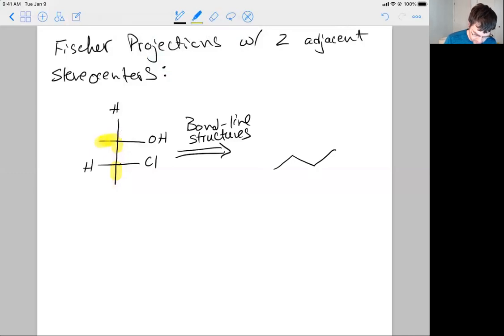Okay, and just leave the highlights just so we can see where the chain came in. Now we're going to have two stereocenters on this molecule. They're shown in our Fischer projection at the intersection or cross carbons, and we could then match them up to these positions in our bond line structure. And at those stereocenters, we're going to have an OH and a Cl.